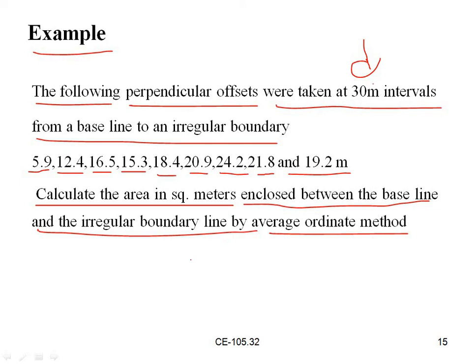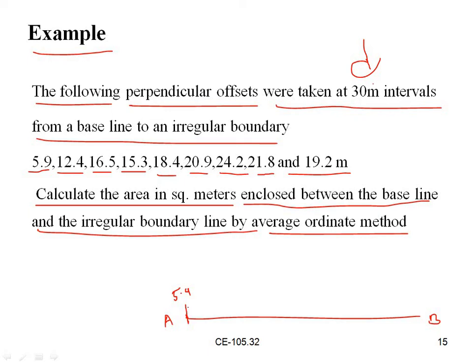So if the question was given like this, you have to draw the diagram compulsory. So you have to draw the diagram and you have to identify the first chainage line which is given. So this is our baseline. Say it is the point A, say this is the point B. Okay, so on this baseline the starting offset is 5.9.